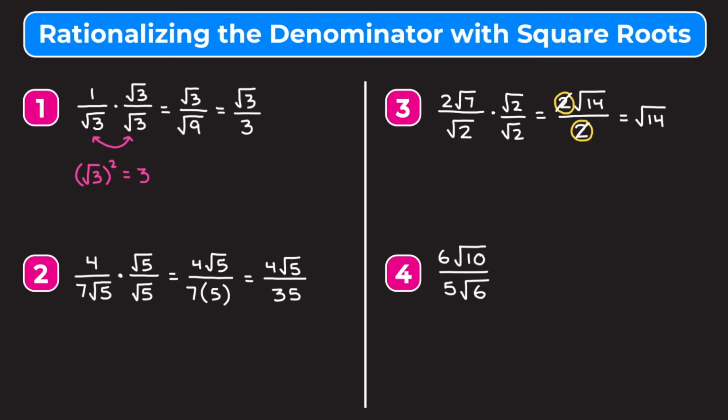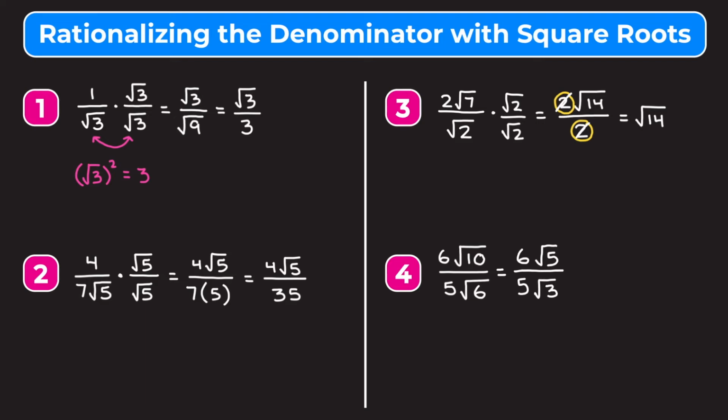Moving on to example 4, we have 6 times the square root of 10 over 5 times the square root of 6. You don't have to start with simplifying the roots, but I think it's going to be easier. So we can simplify the square root of 10 over the square root of 6. We're going to keep the 6 over 5, and we can divide both of the roots by the square root of 2. So we're going to divide 10 by 2 and get the square root of 5. We're going to divide 6 by 2 and get the square root of 3.